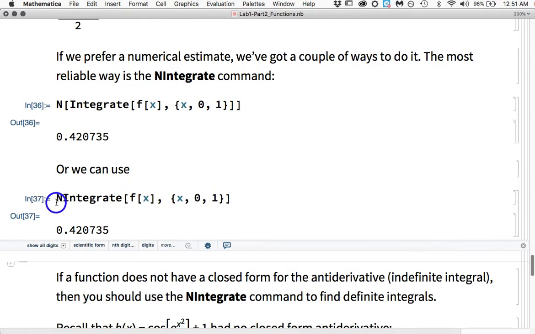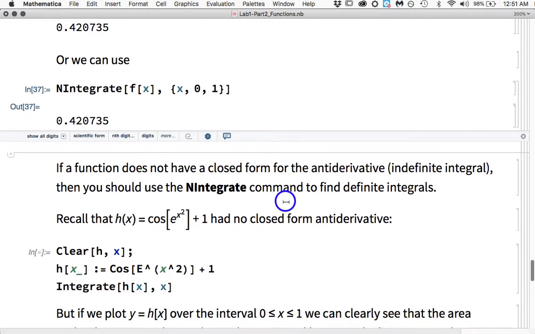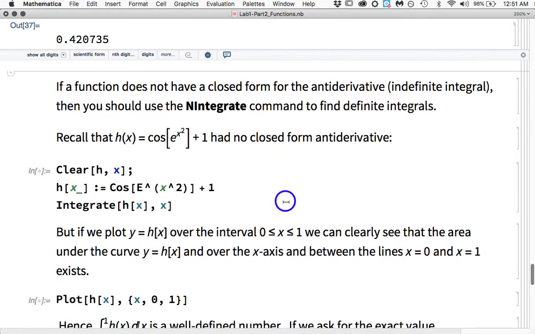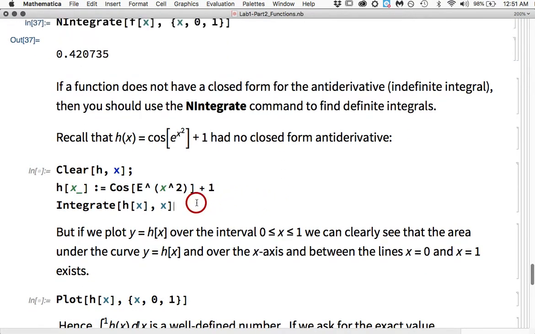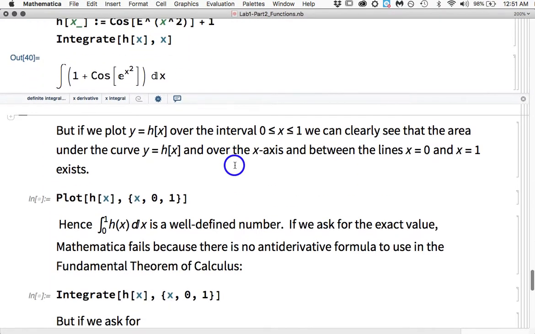In general, InIntegrate is a more reliable integration command because it uses a numerical technique called Simpson's rule. And in Math 162, we'll have a sequence of labs that look at Simpson's rule. It's important to understand that if Mathematica cannot integrate the function, that doesn't mean the definite integral does not exist.